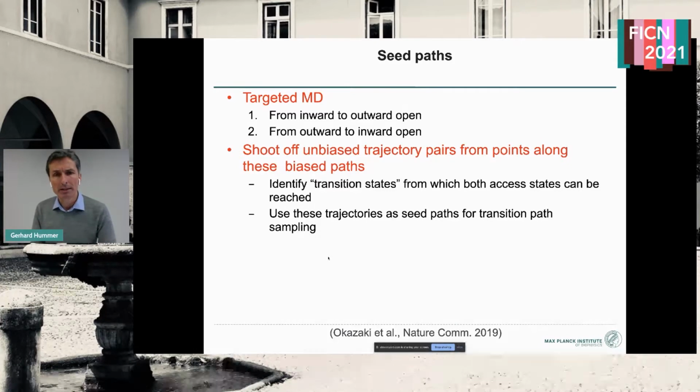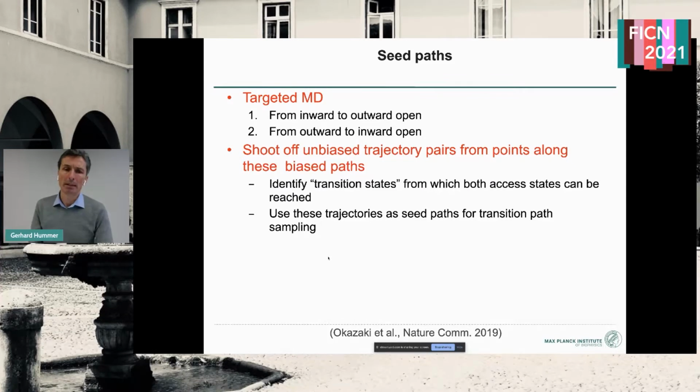What we need in this transition path sampling is a seed path. We need a good starting point from which we can initiate the sampling in this trajectory, or path, space. And the seed paths that we generated were coming from targeted MD. We used two seed paths, one targeting forward by going from the inward to the outward open state, and one backwards from the outward to the inward open state, keeping in mind that in this way we will have opposite hysteretic effects. I will show that in a bit more detail later.